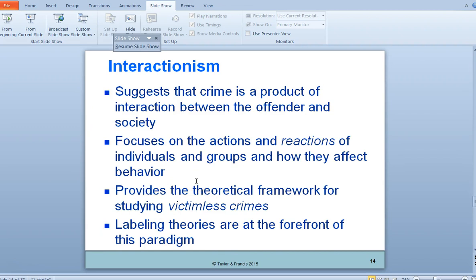Interactionism suggests that crime is a product of interaction between the offender and society. It focuses on the actions and reactions of individuals and groups and how they impact each other. It also provides a theoretical framework for studying the victimless crimes that we're going to talk about next week. And labeling theories are at the forefront of this paradigm. Remember, at the very beginning of this presentation, I talked about interactionism and symbolism, and we talked about labeling theories.